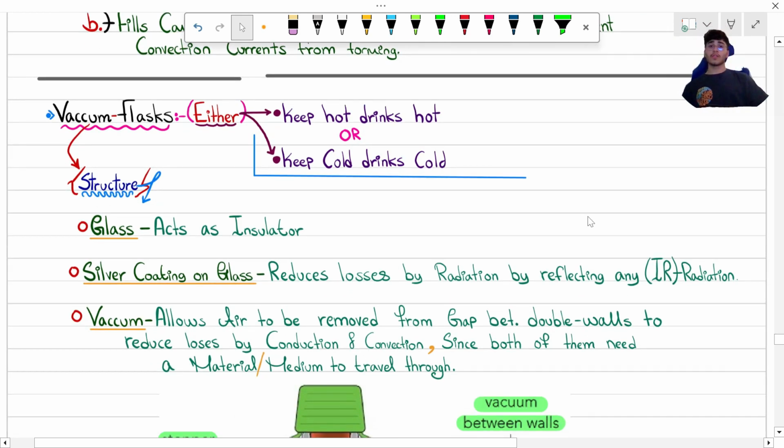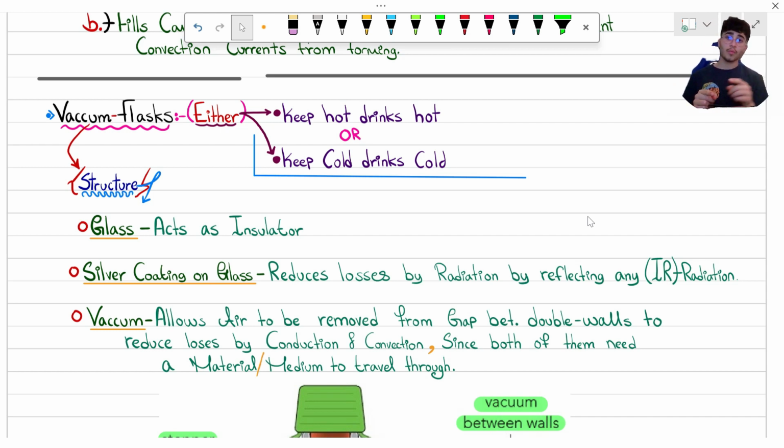Vacuum flasks. A vacuum flask is a specific type of flask that either keeps hot drinks hot or cold drinks cold. So anything hot, it keeps hot, and anything cold, it keeps cold. Okay? The structure of a vacuum flask is all you need to know. You need to know three things.